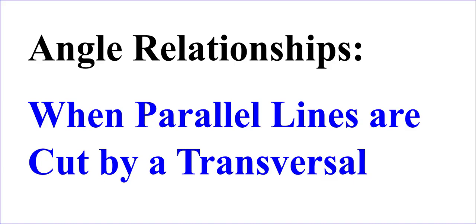Angle relationships when parallel lines are cut by a transversal. All right, let's review. Parallel lines mean two lines that go in the exact same direction, and if they would go on forever, they would never, ever, ever intersect each other. The word transversal is referring to the line that crosses over, intersects both of those parallel lines.